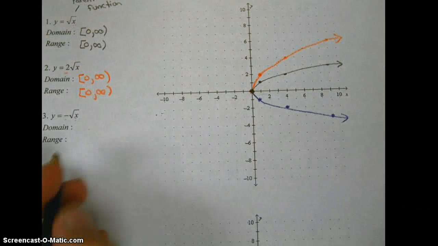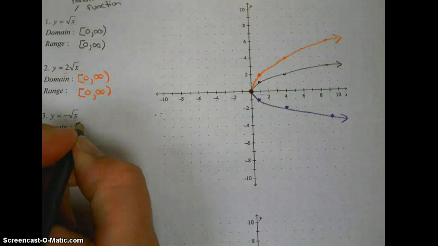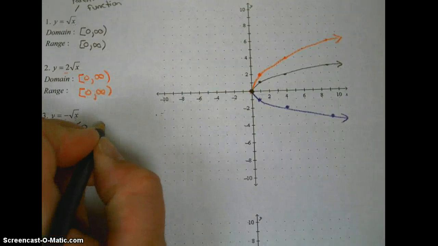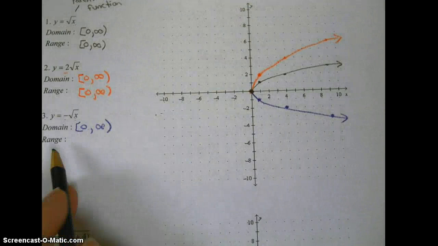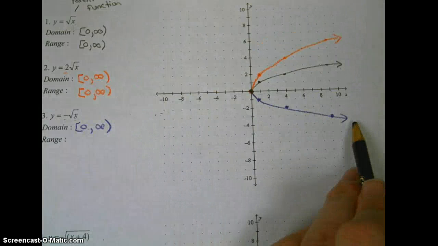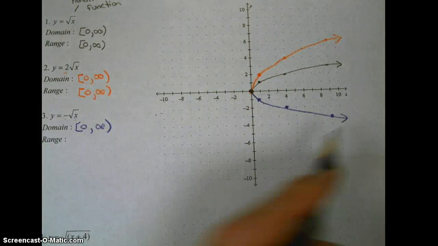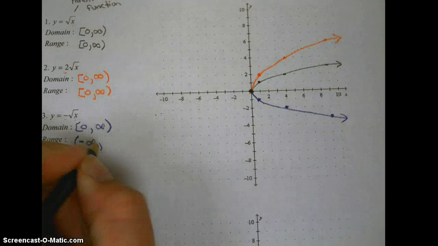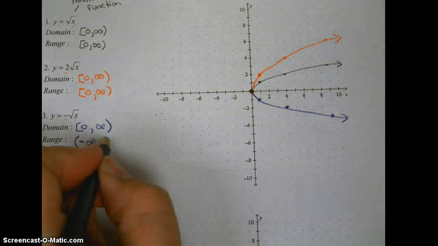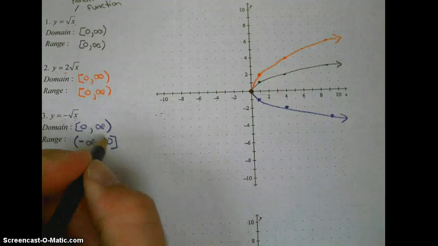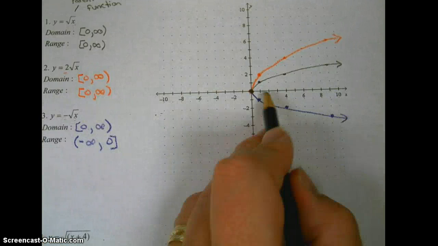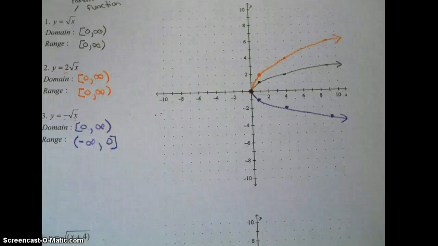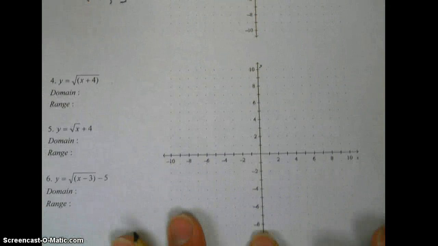Alright, domain's the same. It still starts at 0 and goes to the right infinitely. Range is going to be different. Lowest to highest. Lowest is an arrow, so we're going to start off with -infinity. And the highest is 0. -infinity to 0 on the y-axis. Moving along.